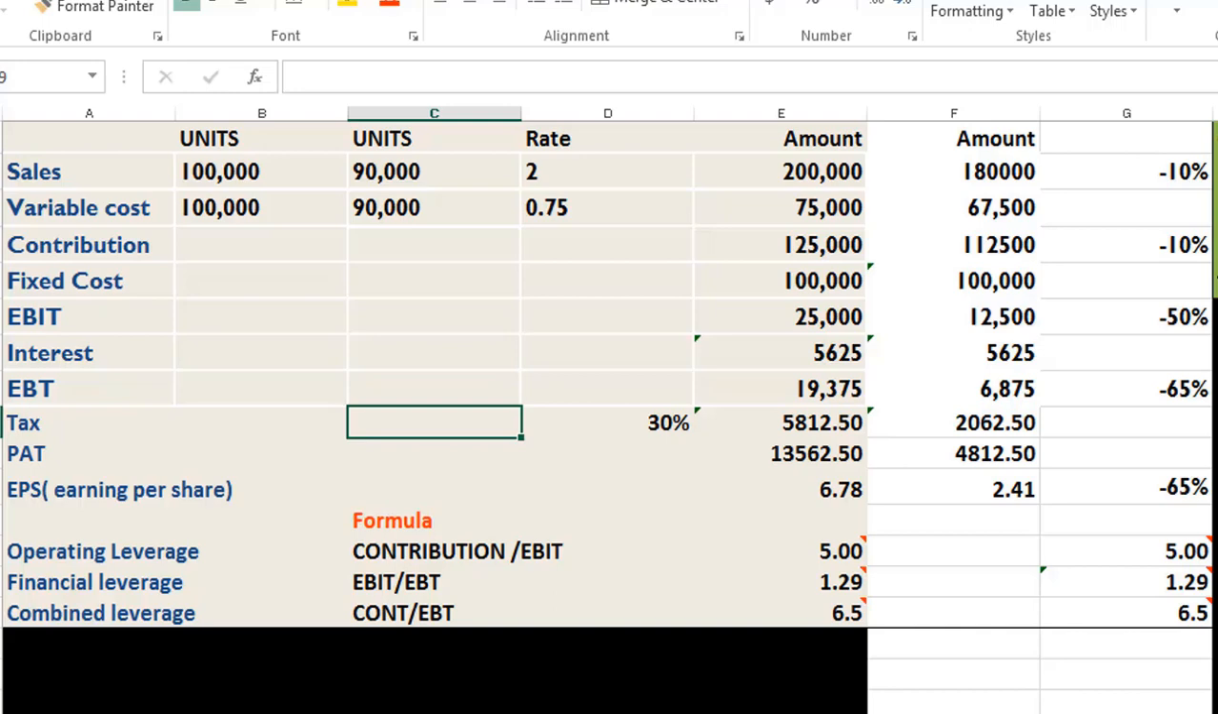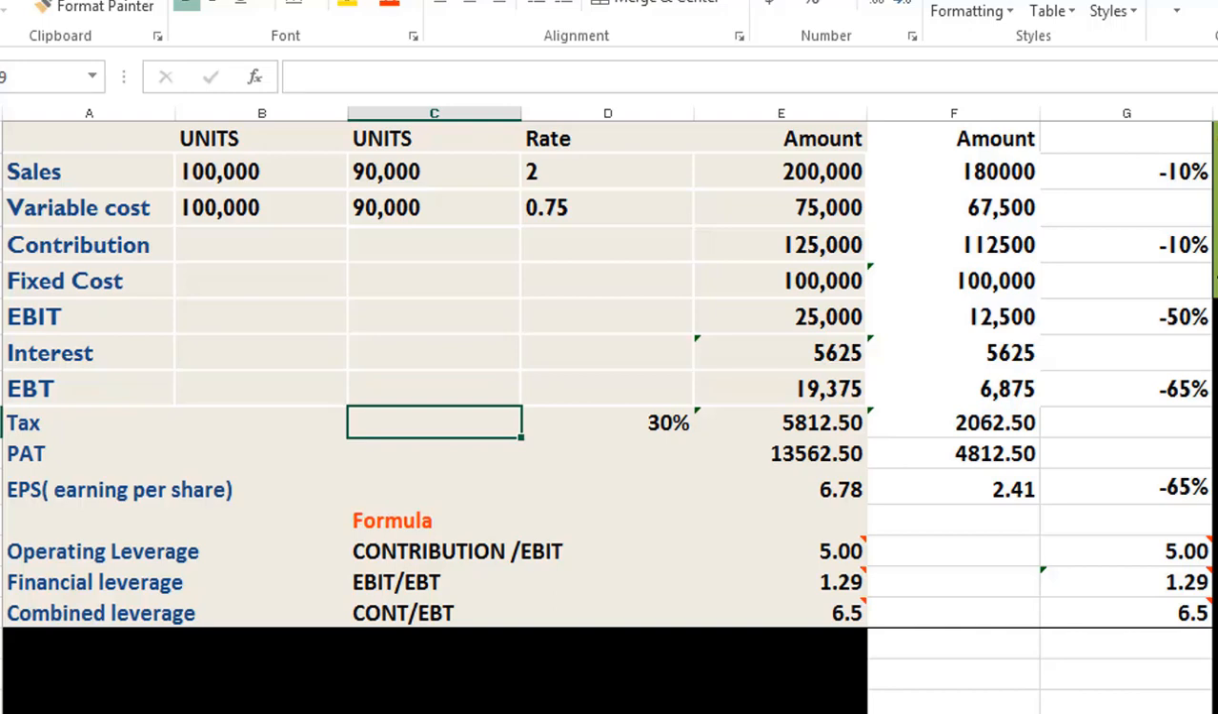Now here I have assumed that the sales of the company have dropped by 10%. So earlier the company was selling 1 lakh units, now they are selling only 90,000 units. So the sales will go down to 1,80,000 from a figure of 2 lakh. So there's a 10% decline in sales. So there will also be a 10% decline in contribution.